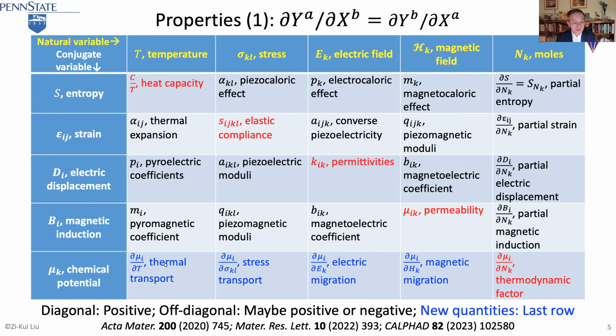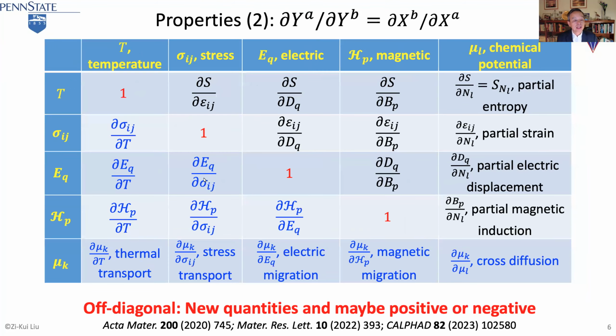Now, there could be some more between two potentials, such as the electric field to stress field. So that would be the electromechanical properties.